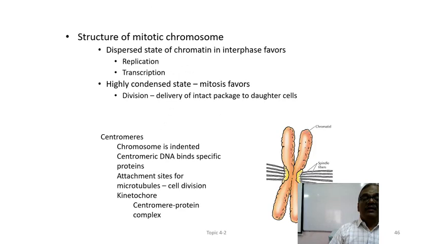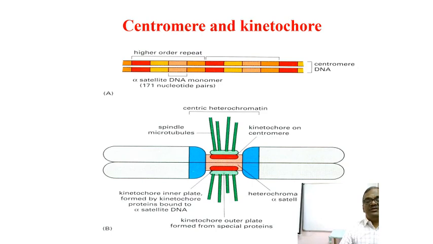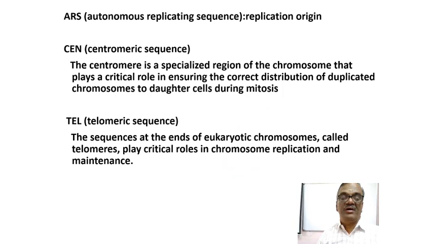Then the mitotic chromosome. You know, replication, transcription and the division, and in that the chromosome is involved. Centromeric DNA binds to specific protein, then there is an attachment site for the microtubules, and the kinetochore is attached to the centromere, and then they make the division, then it goes to the different places. So the same diagram is given in a different form.